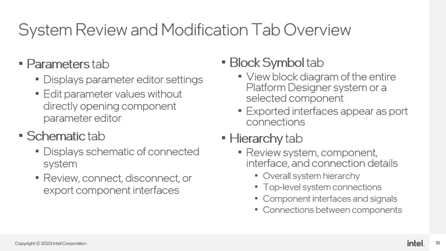We've already mentioned the Parameters tab. On the Parameters tab, you can review and edit the parameter values and options selected when a component was added to the system, just like in the Component's Parameter Editor. Just select a component in any of the other tabs and go to the Parameters tab. If you need to modify any parameters, you can do it directly in the Parameters tab without reopening the Parameter Editor.